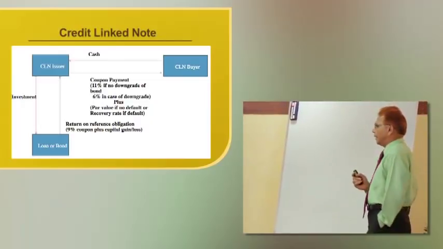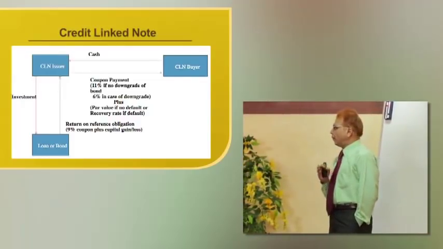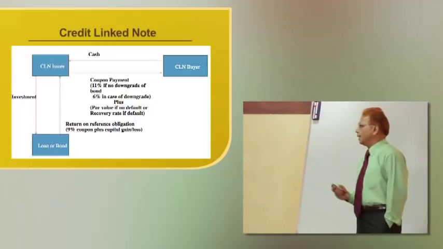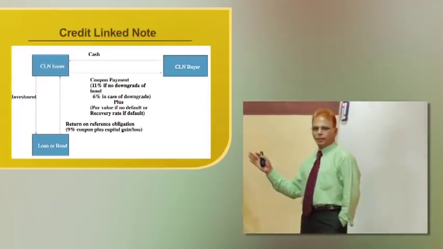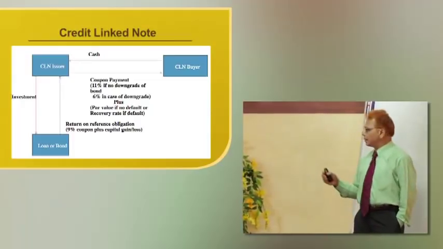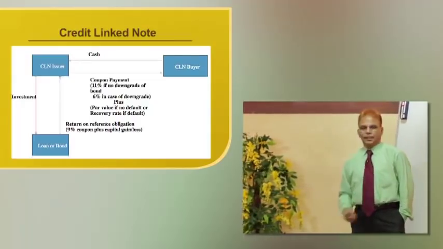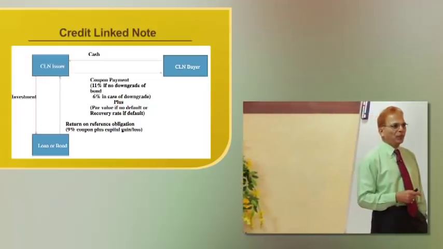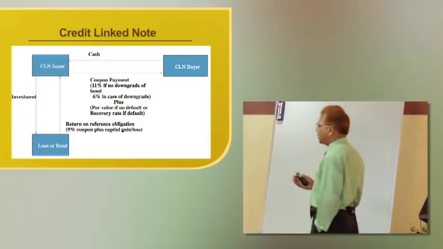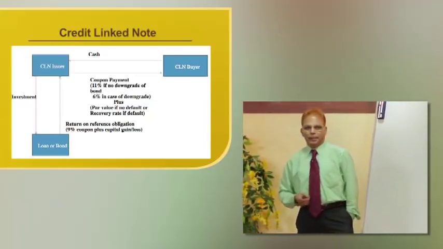So here the CLN buyer is exposed to the credit risk on the original loan or bond, for which he gets an additional rate of interest, but he also loses if there is a default. So the CLN issuer is protected not only against the default but also against any downgrade. So if there is a downgrade, he will be just paying 6%. So he makes a clear spread of 9 minus 6. So 3% is what the CLN issuer will get even if there is no default, but there is just a downgrade. But in case of a default, anyway he will pass on whatever he has recovered to the CLN buyer.